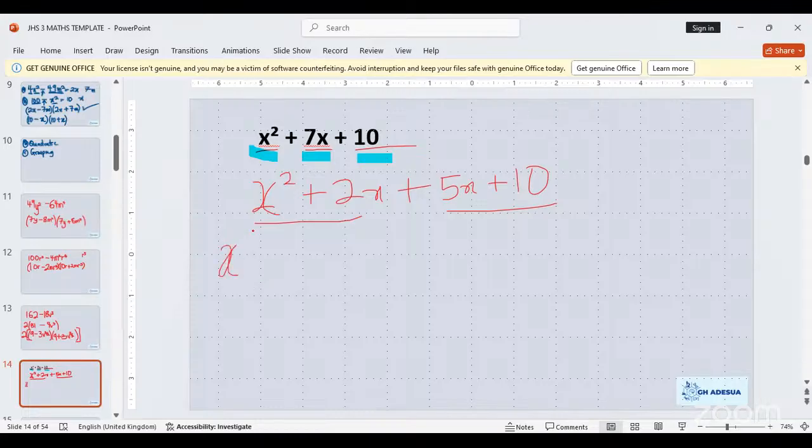Okay, so we factorize out x. What is left? x, bracket open, x plus 2. Okay. Then plus 5, bracket open, x plus 2.